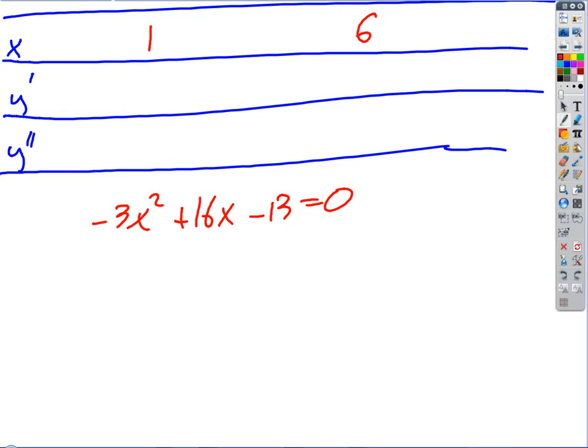If I'm going to apply the quadratic formula, you always want to have the leading coefficient be positive. Otherwise, it just creates confusion, right? So let's multiply both sides by -1 to change the signs. Then we get 3x squared minus 16x plus 13 equals 0.